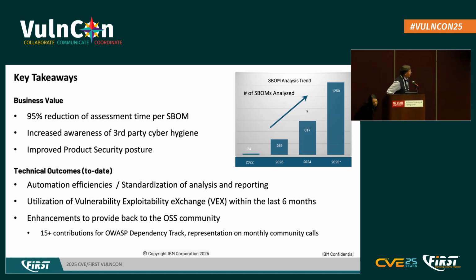For the technical outcomes, really it's the automation and the efficiencies that we've been able to gain. Again, that 95% reduction, and the standardization, so we can crank through the analysis and have a standard output that needs minimal customization for each particular vendor working with us. Again, it's all about VEX really. Getting to VEX is obviously a key piece of what's making this more efficient in terms of the information exchange.